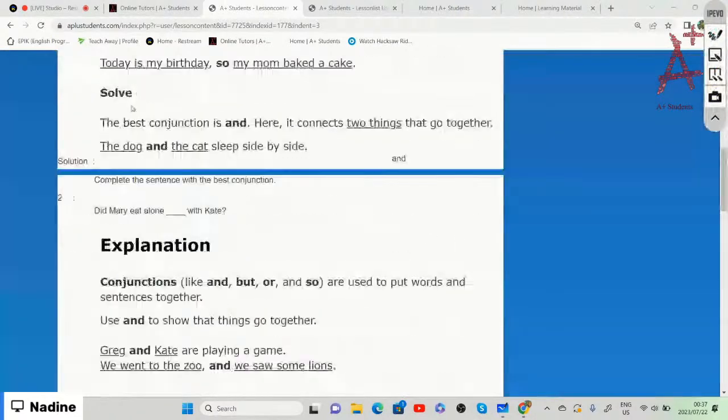So here it says the best conjunction is and, right? And it connects the two things that go together, the dog and the cat that sleep side by side.